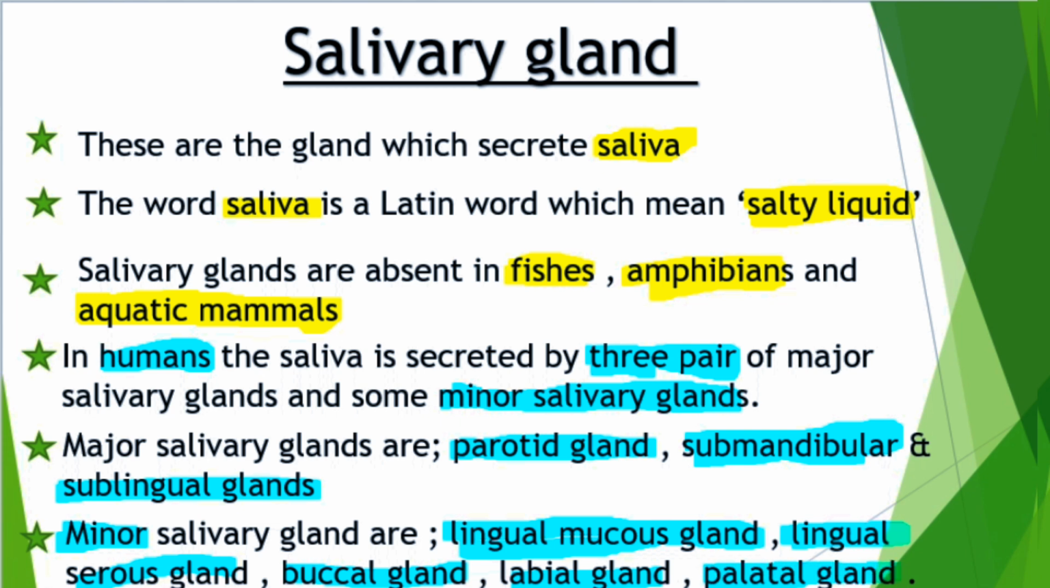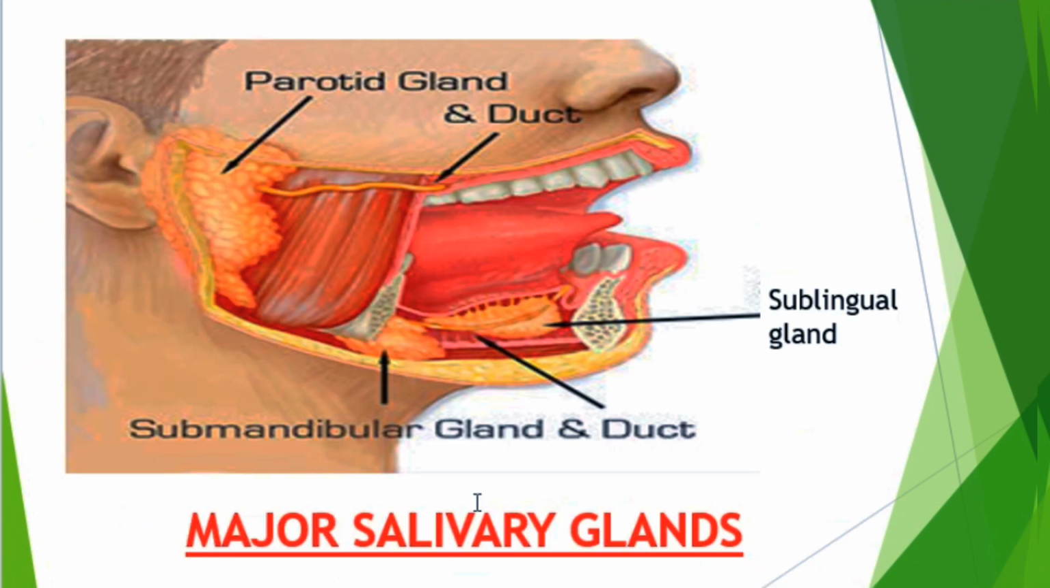Now we will discuss the major salivary glands here, that is the parotid gland, submandibular gland, and sublingual gland. We will discuss these three major salivary glands in detail. First of all, we will see the location where these three major salivary glands are present. As we know, these are the three major salivary glands. The first one is the parotid.